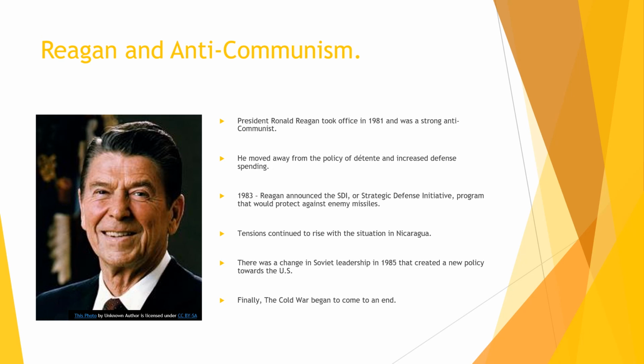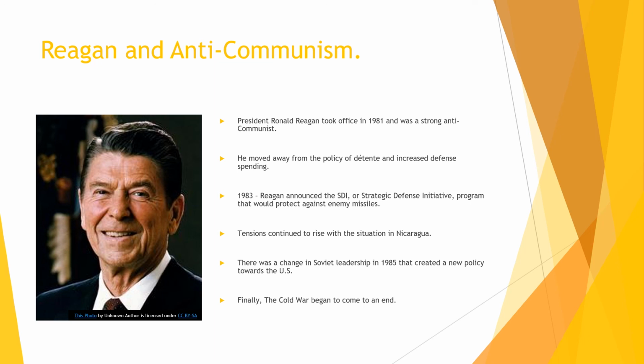Now, Reagan and anti-communism. President Ronald Reagan took office in 1981, and he was a strong anti-communist. He did move away from the policy of détente and increased defense spending, which did create a little bit more tension between the United States and the Soviet Union again. In 1983, Reagan announced the SDI, or Strategic Defense Initiative Program, that would protect against enemy missiles. Tensions continued to rise with the situation, which we've talked about, in Nicaragua.